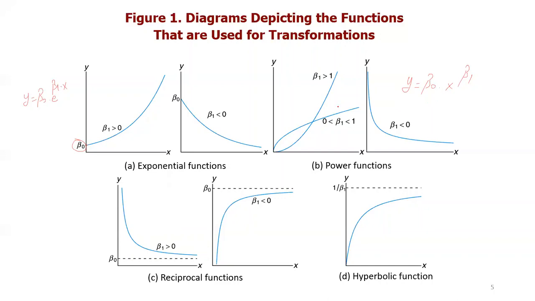If beta 1 is greater than 1, then you have something like this. It's very similar to the exponential function, but it starts at 0. If beta 1 is between 0 and 1, it still increases with x, but now the increase is concave. So this is a convex increase, and this is a concave increase. If beta 1 is negative, it means that y decreases as x increases.